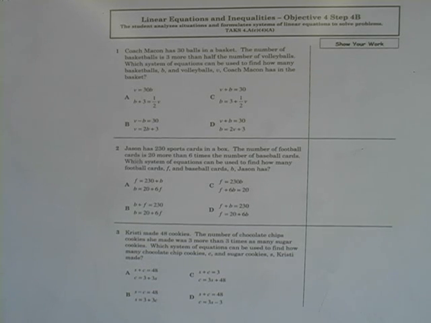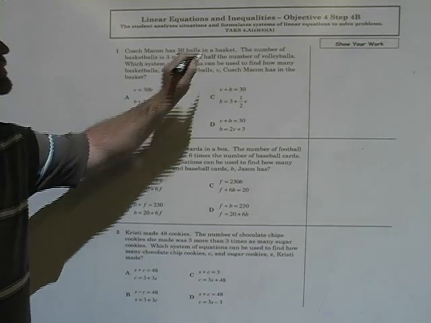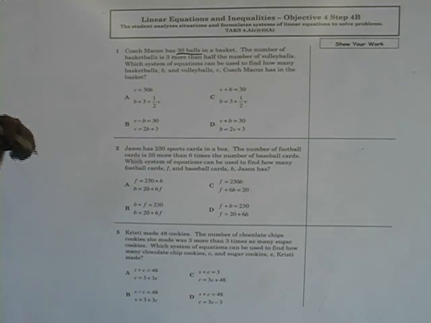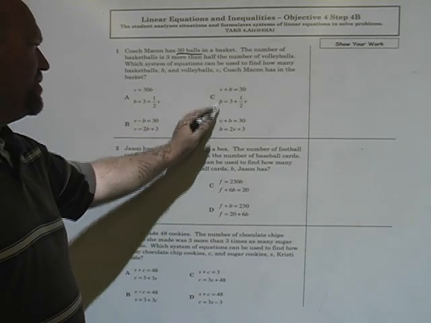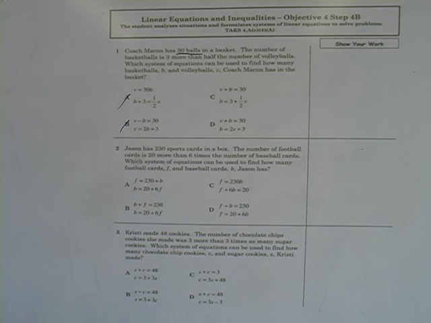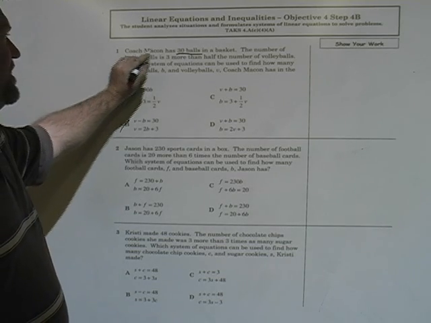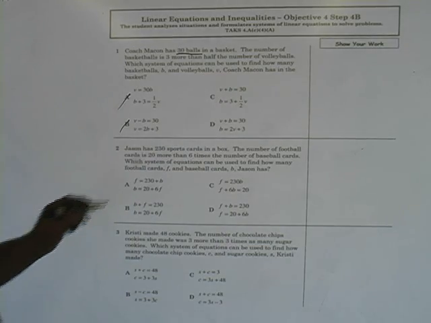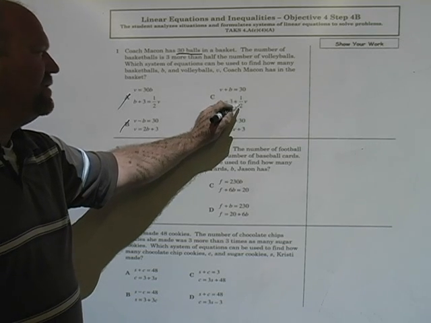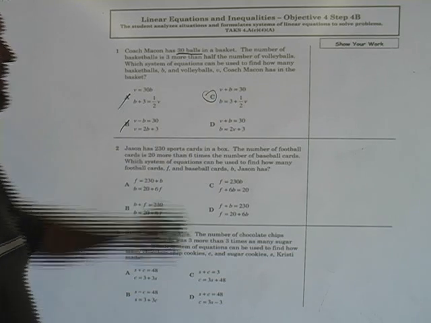Coach Macon has 30 balls in a basket. The number of basketballs is 3 more than half the number of volleyballs. So he has 30 balls, and it looks like they're all either basketball or volleyball, so B plus V has to equal 30. Rule out those two. And it says B is 3 more than half V. There's your answer.